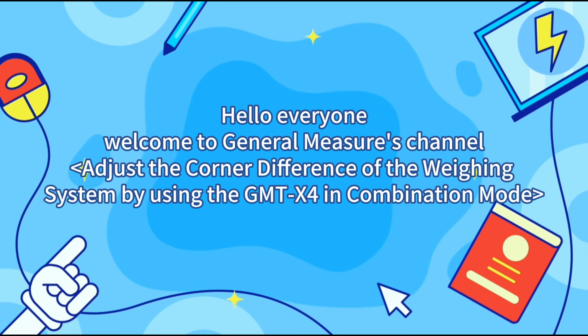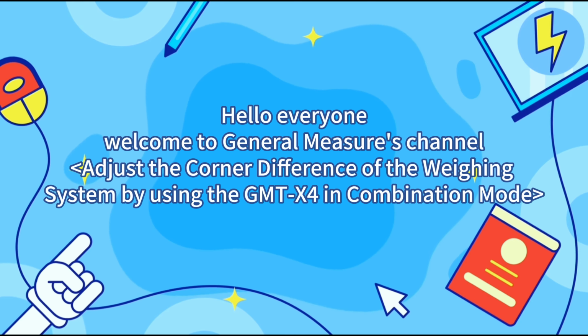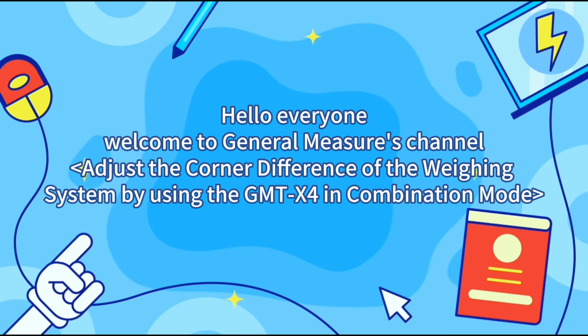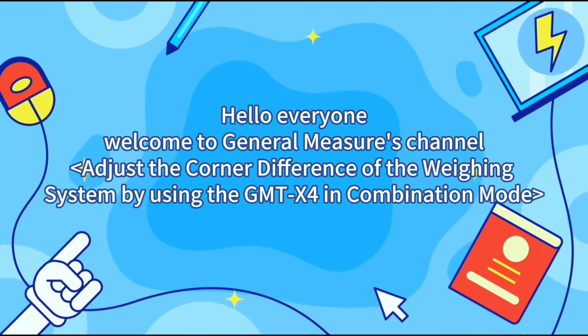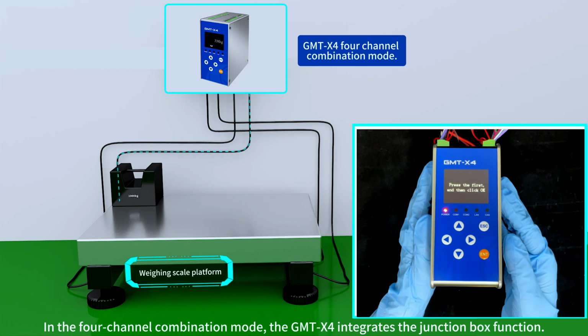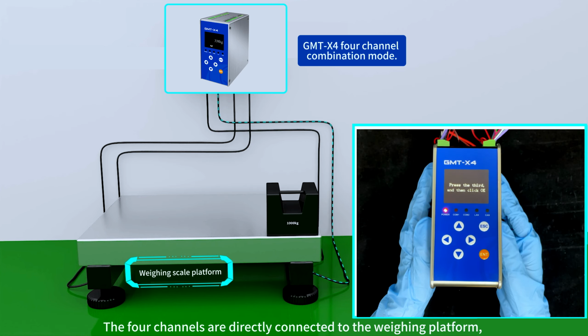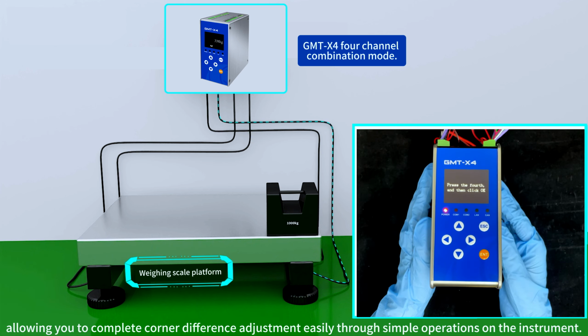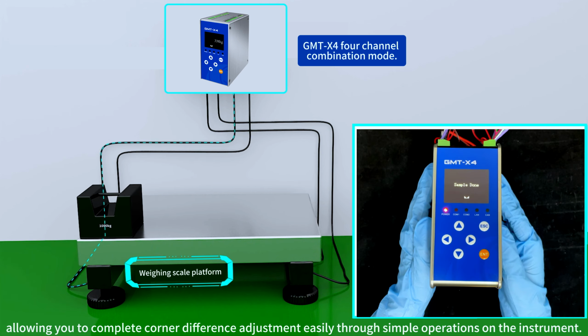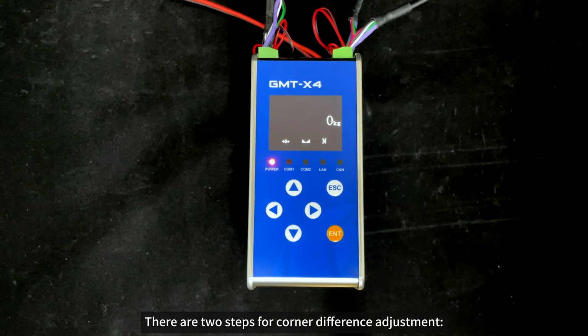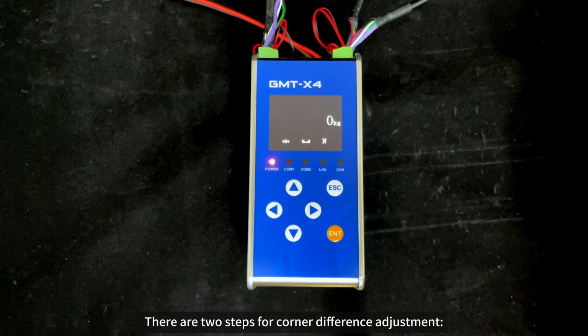Today we'll explain how to adjust the corner difference of the weighing system by using the GMT-X4 in combination mode. In the 4-channel combination mode, the GMT-X4 integrates the junction box function. The 4 channels are directly connected to the weighing platform, allowing you to complete corner difference adjustment easily through simple operations on the instrument.